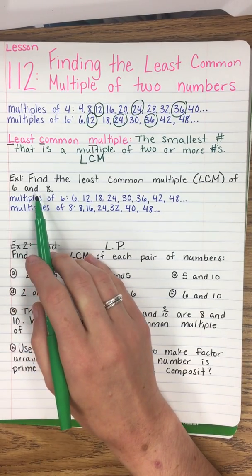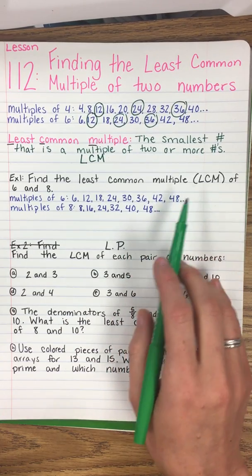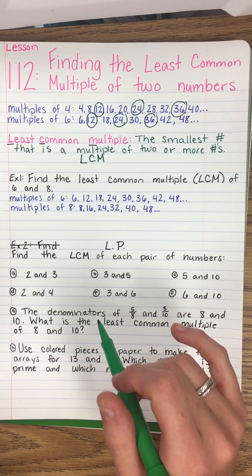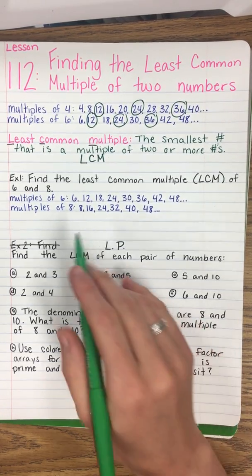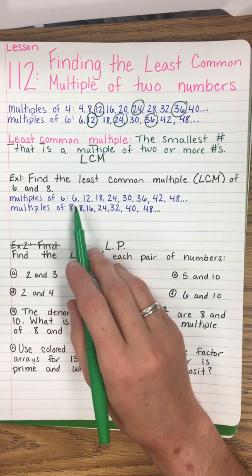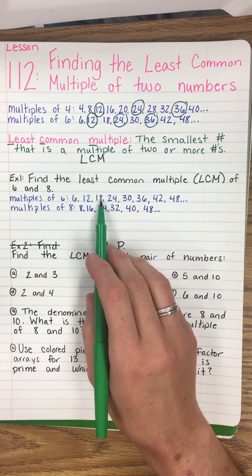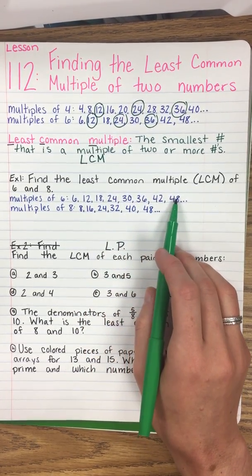So example 1. Find the least common multiple, or LCM, of 6 and 8. We begin by listing the first few multiples of 6 and 8, and then we circle the multiples that they have in common. So multiples of 6 are 6. We're just going to go up to 48. 6, 12, 18, 24, 30, 36, 42, and 48.